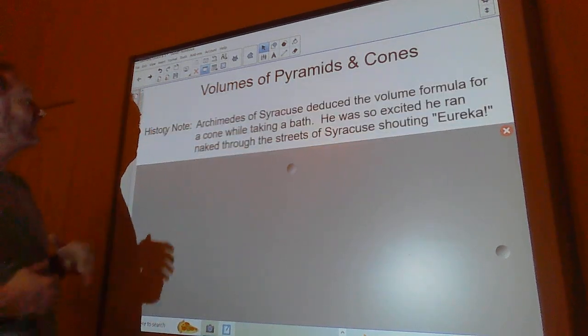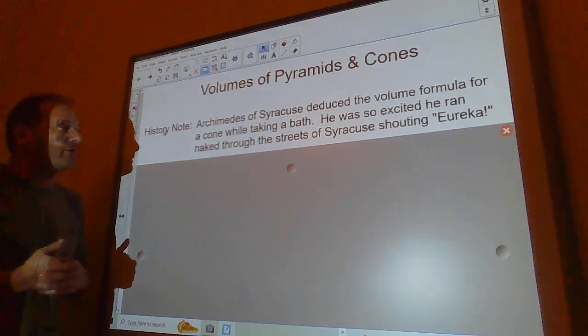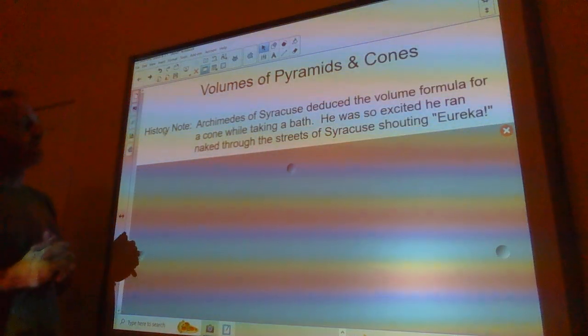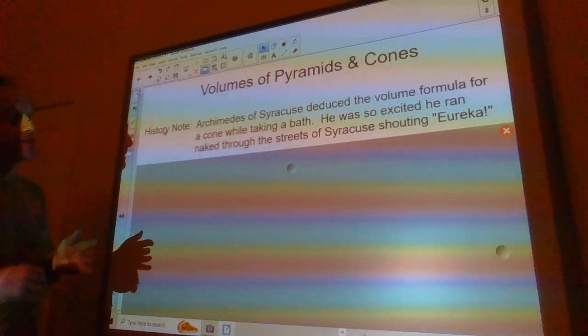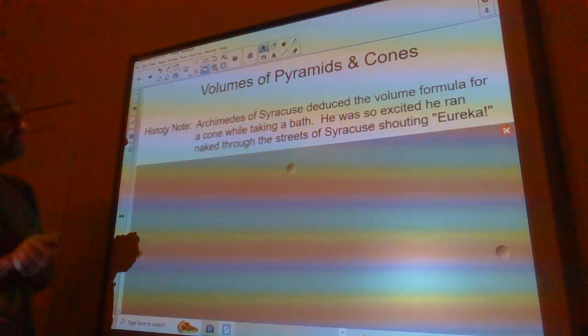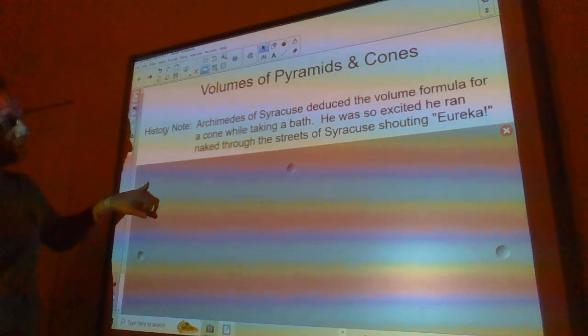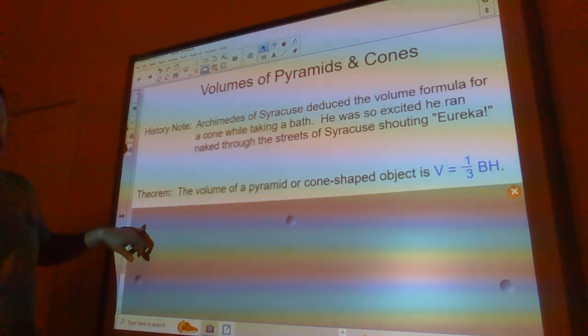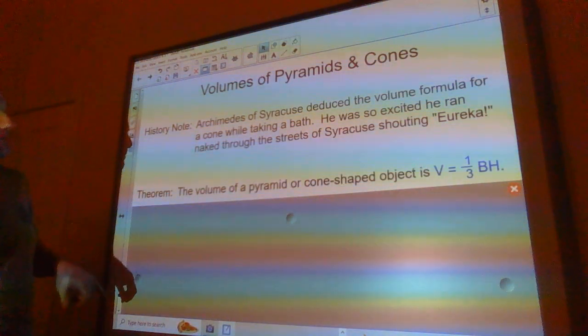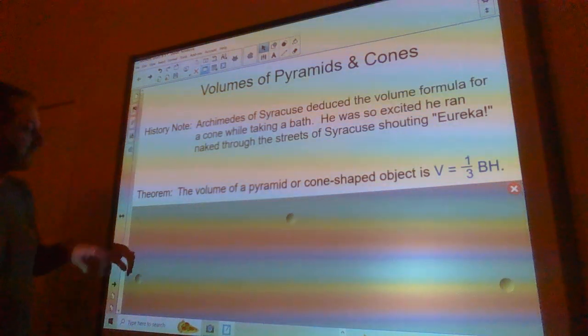Okay, so we have a historical note first. Archimedes of Syracuse first deduced the volume formula for a cone while taking a bath. He was so excited he ran naked through the streets of Syracuse shouting, "Eureka!" So be careful if you're ever hanging around crazy old math people. You never know what they might do.